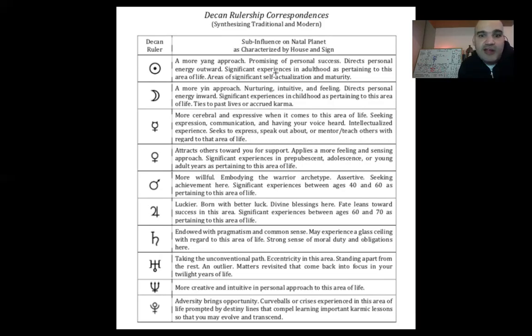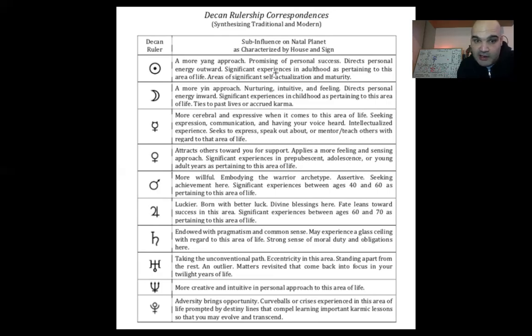Venus, attracts others towards you for support, applies more of a feeling and a sensing approach. Significant experiences in pre-pubescent, adolescence, or young adult years as pertaining to this area of life. Mars, more willful, embodying the warrior archetype, assertive, seeking achievement here. Significant experiences between the ages of 40 and 60 as pertaining to this area of life.